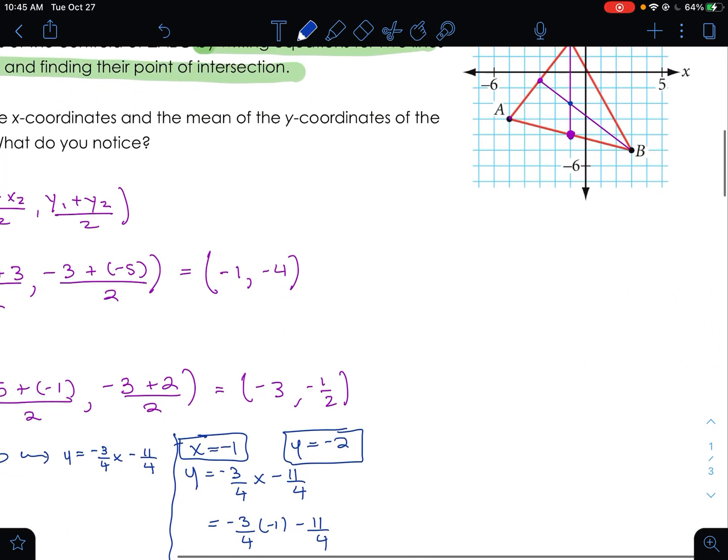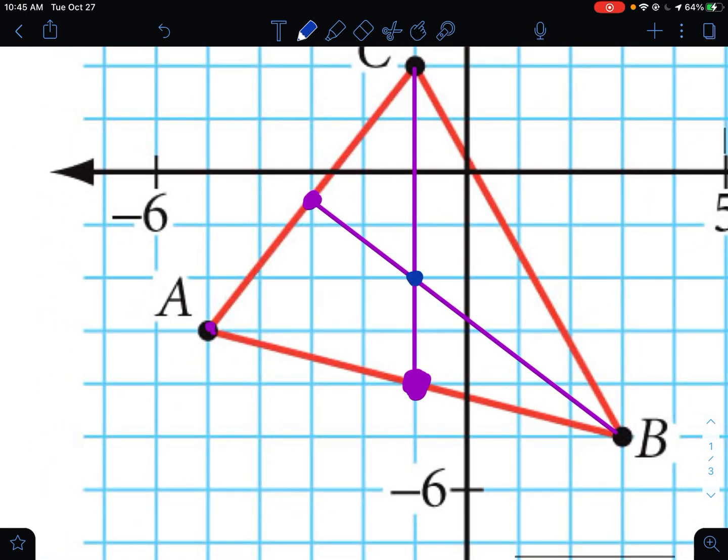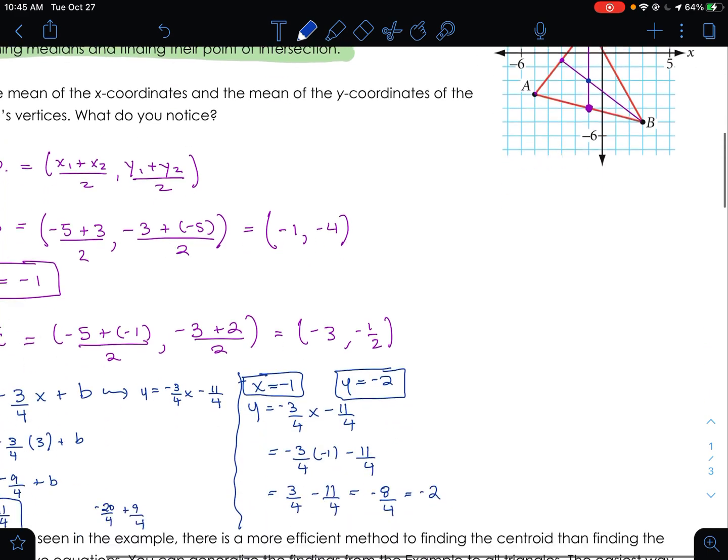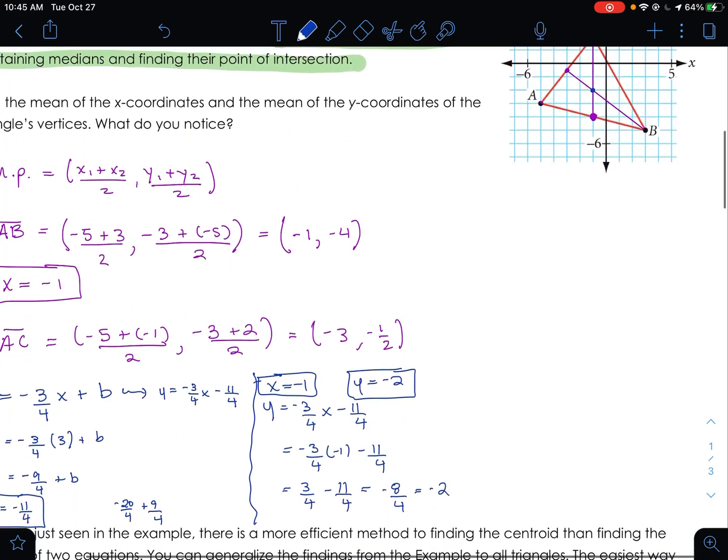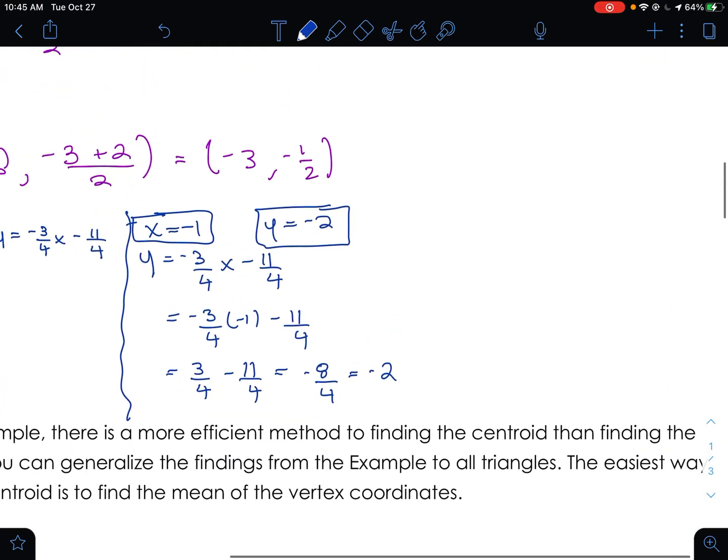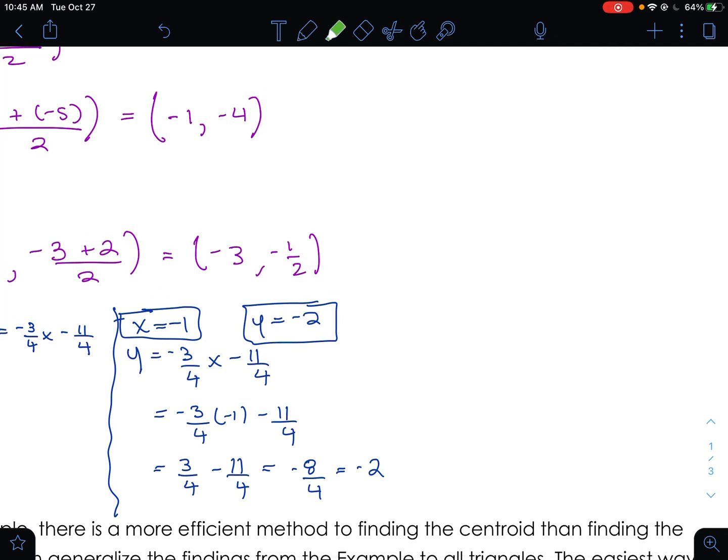And if we double check this, we can see on our graph that the point of intersection is negative 1, negative 2. So what does that tell us? That tells us that our centroid is at the coordinate of negative 1, negative 2.